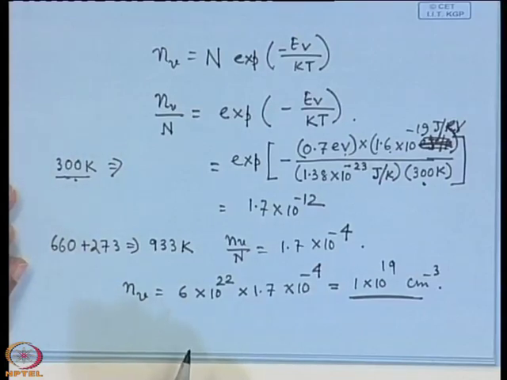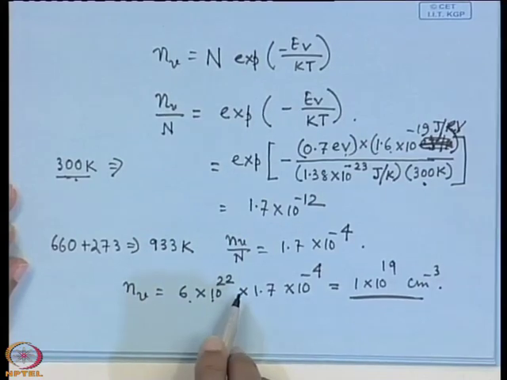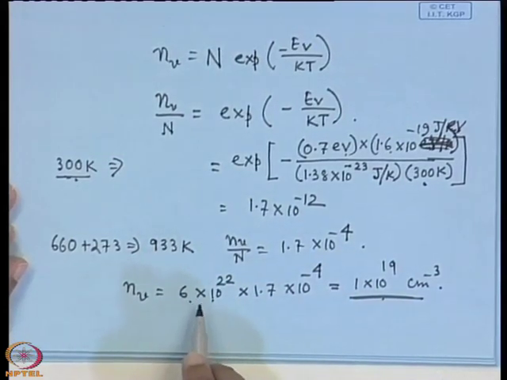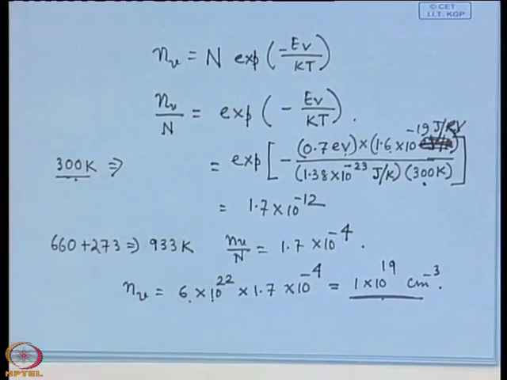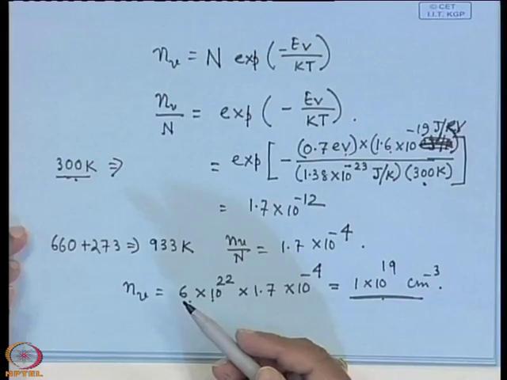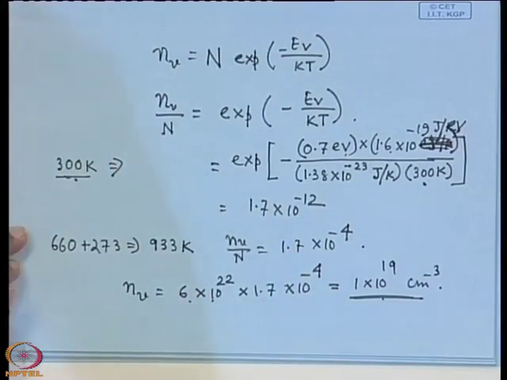From where do I get the 6000? Because the atomic concentration is 6 into 10 to the power 22, which is the number of atoms, and the number of vacancies is 1 into 10 to the power 19. If you divide 6 into 10 to the power 22 by 1 into 10 to the power 19, you get 6000. That means 1 in 6000 atomic sites is a defect site in aluminum.